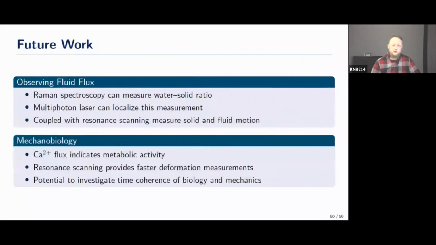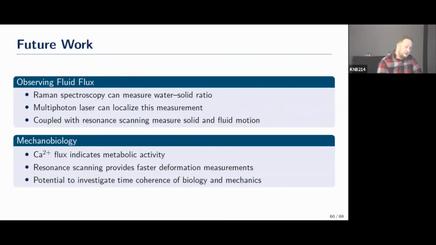So for future work, up until this point, everything we've looked at has been studying the solid phase of the articular cartilage. Of course, there's a whole other fluid phase that's very important as well. We can't see that in our images, but potentially we could, using a technique called Raman spectroscopy, which can measure the ratio between the water and solid content locally in the tissue. Similar to scanning the fluorescence of the solid phase in the cartilage, we can scan the water content. And we can do that dynamically, potentially with the resonance scanning, and from that essentially calculate fluid motion, which would be quite valuable to articular cartilage mechanics.